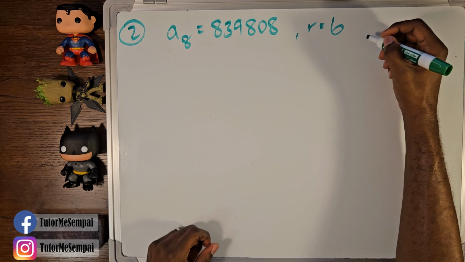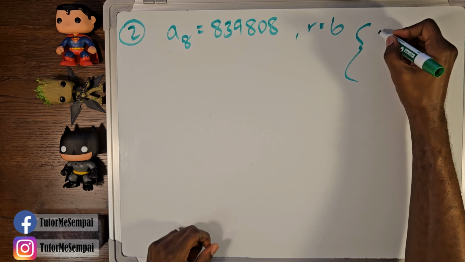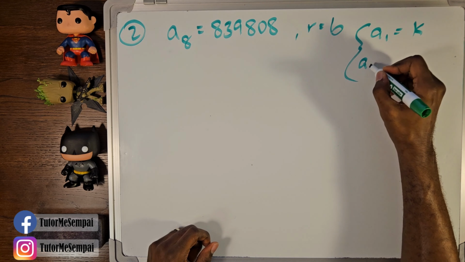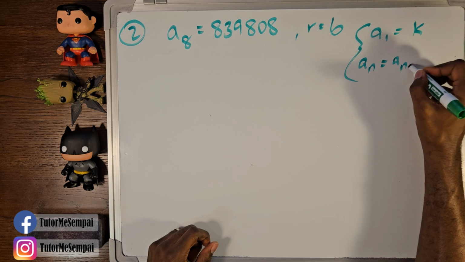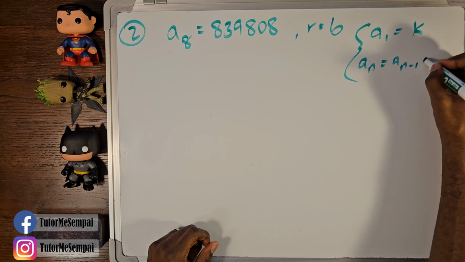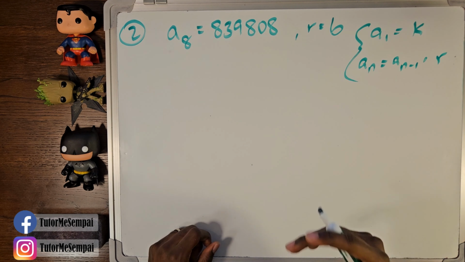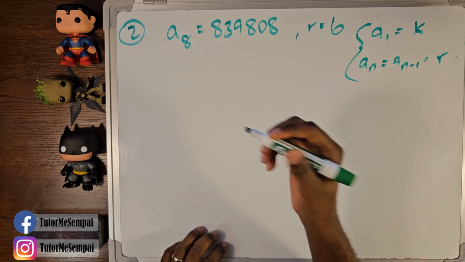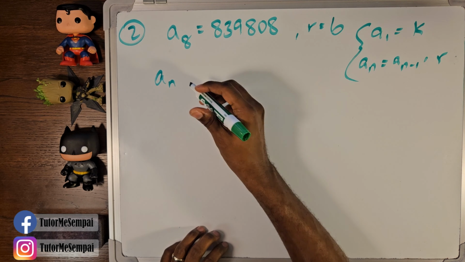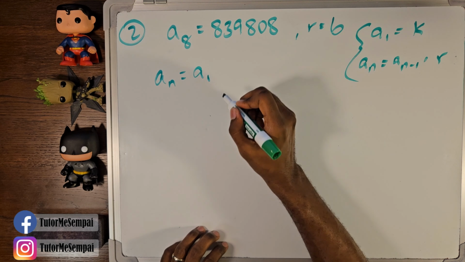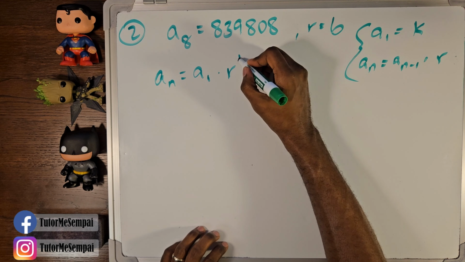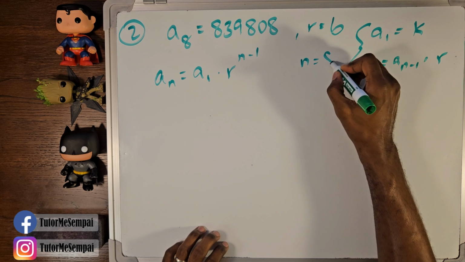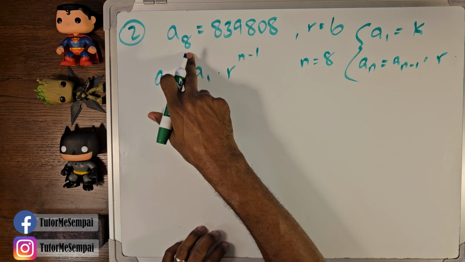First starting with our general form, we have a sub 1 equals some number k, a sub n equals a sub n minus 1 times your r, your common ratio. Just like in our previous example, we're going to start with our explicit formula: a sub n equals a sub 1 times r to the n minus 1 power. We know in this case n is going to equal 8 because we have an a sub 8 here.